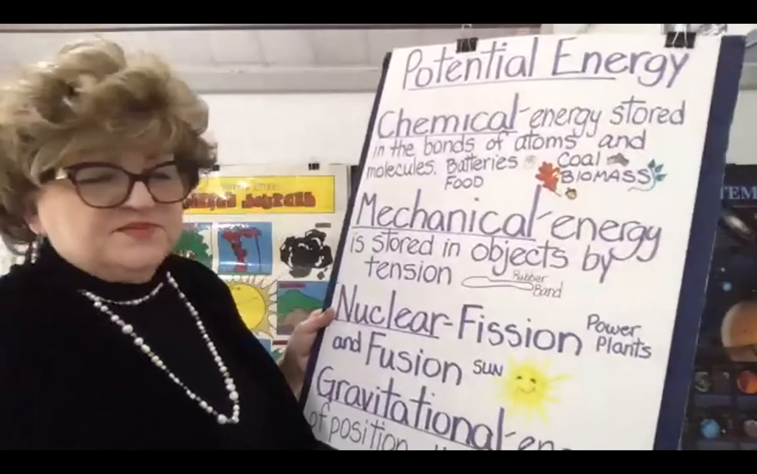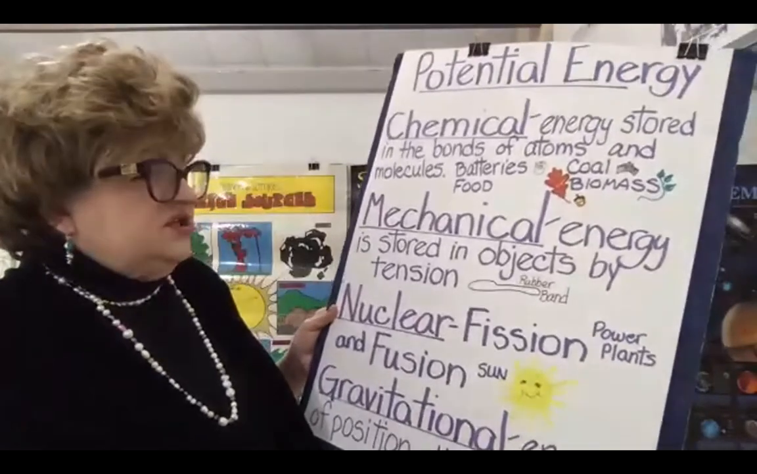The next type is mechanical. And this is energy that's stored in objects by tension. So let me show you my little flying dinosaur here. I'm gonna put him on my finger. And when I pull the tail back, it's like a rubber band.